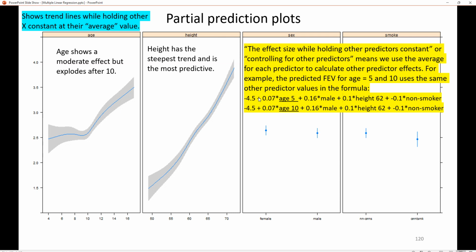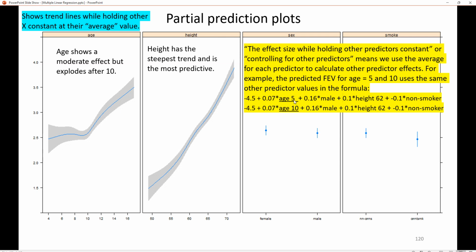So here's an example where we have two rows in the bottom of this text box, and they're the formula to calculate the predicted values for one patient whose age is 5. They're 5 years old, and the bottom row would be a subject whose age is 10 years old. So we're going to see the exact same formula. The intercept's negative 4.5. The coefficient for age is 0.007. So the coefficients will definitely stay the same in both of these rows.